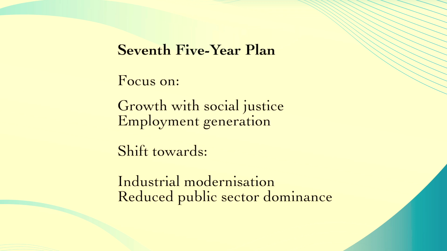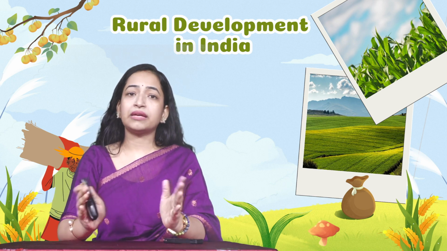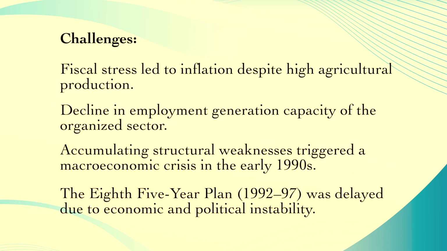It also emphasized improving productivity among the small and large farmers while moving towards economic self-reliance. During this period, the focus increasingly shifted towards industrial modernization, leading to a relative decline in the emphasis of the public sector as the main driver of growth. The plan encouraged diversification of industry, adoption of new technologies, development of broad-based entrepreneurship, and the emergence of new sectors such as petrochemicals. But despite these positive developments, several challenges also emerged during this plan.